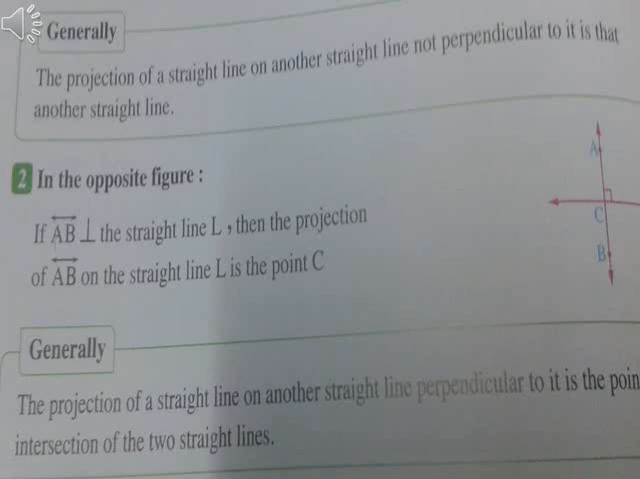In the opposite figure, if straight line EB is perpendicular to the straight line L, then the projection of straight line EB on the straight line L is the point C. Generally, the projection of a straight line on another straight line perpendicular to it is the point of intersection of the two straight lines.